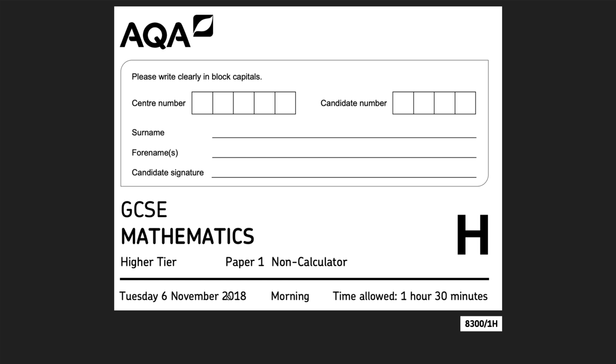This is the November 2018 non-calculator Paper 1, unit code 8300/1H.